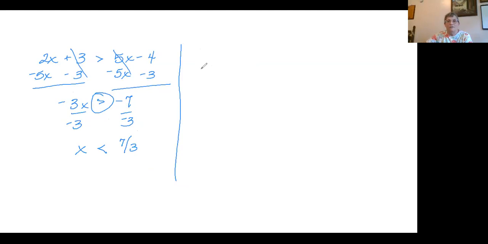I could have made the choice. Let's look at the same exact problem. I could have made the choice to put the x's on the right by subtracting 2x. And then I would need to add 4 to both sides. So here I would end up with 7 is greater than 3x. Now I just need to divide by a positive 3. I don't turn the sign around because it's a positive 3.